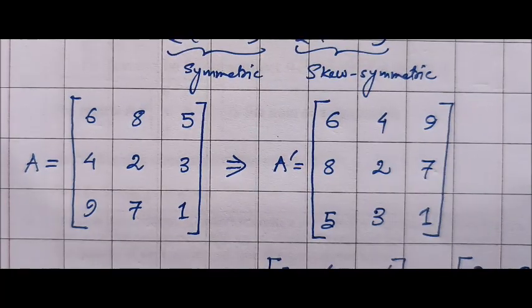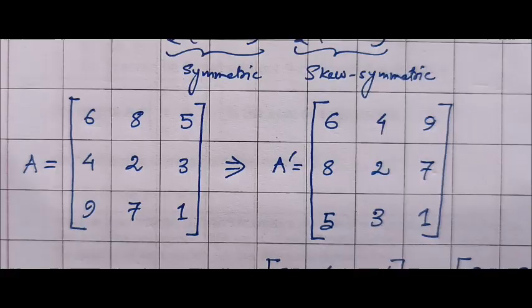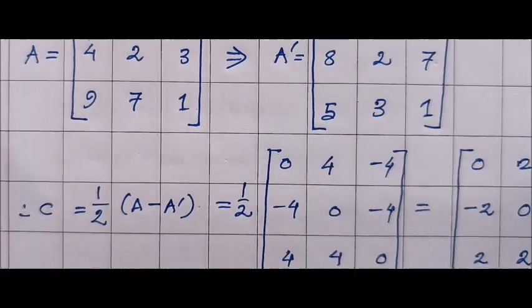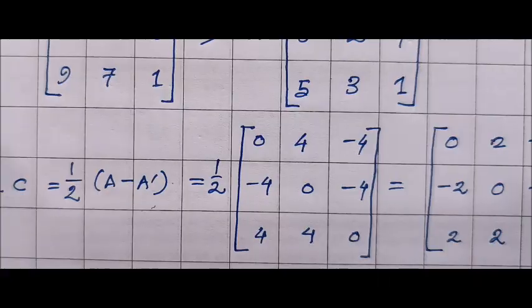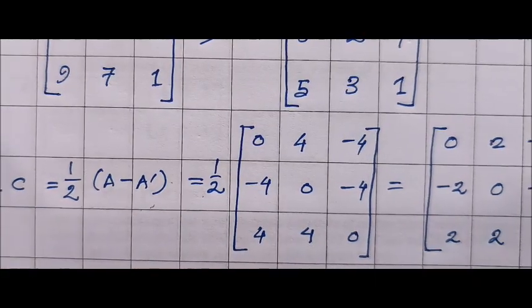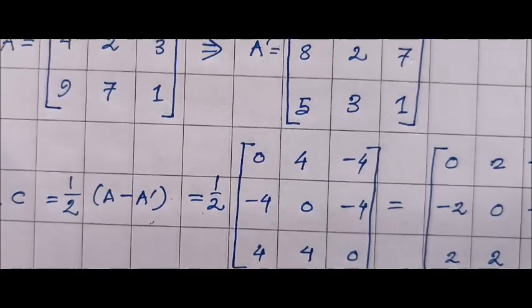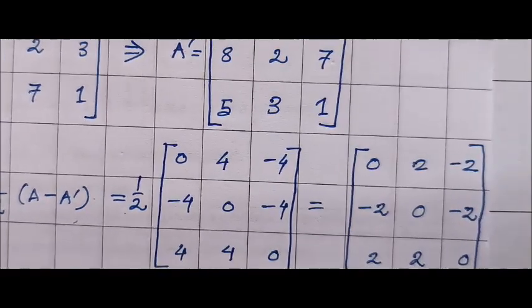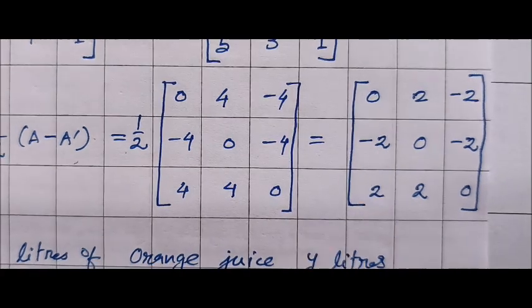So, its transpose will be this matrix. So, C will be half of A minus A transpose. So, that means half of this subtraction of these two matrices A and A transpose, and the answer that comes is this matrix. This is the answer to question number 10.